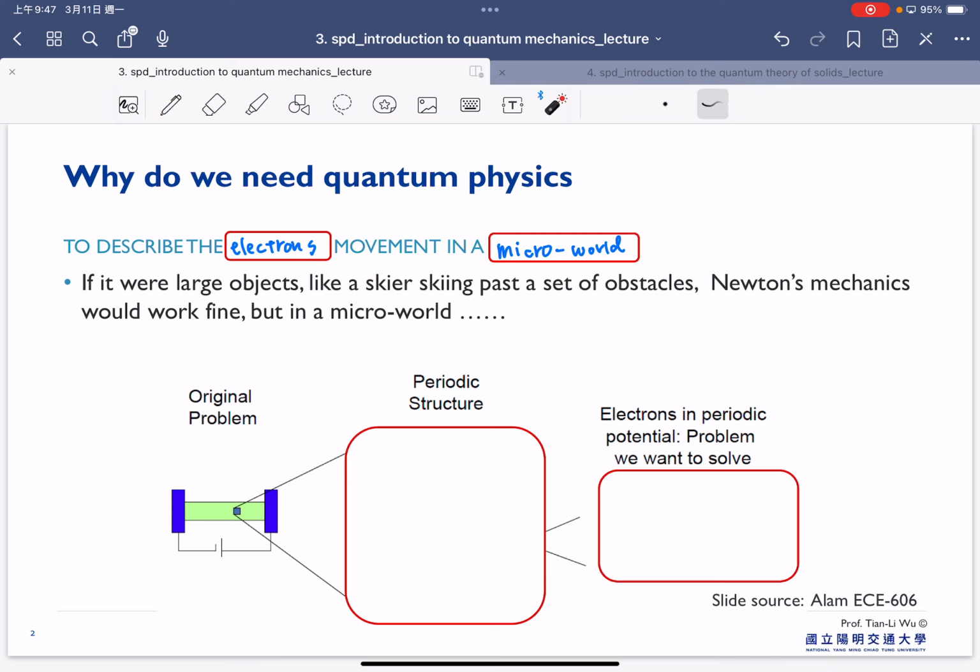If the object is large enough, then typical Newton mechanics works very well. That's why in the real living world, we can use Newton mechanics, classical physics, to explain everything very well. But if you consider the micro world, that's a completely different scenario here. So our original problem is like here, we have a piece of semiconductor material.